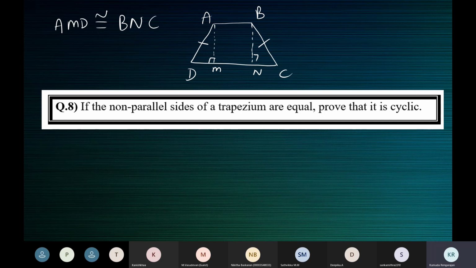Triangle AMD. See, I'll tell you again. What is given is an isosceles trapezium with AD equal to BC. We'll have to show that ABCD is cyclic. Construction: draw AM and BN perpendicular to CD. Now, what are the equalities available to show that these two triangles are congruent?